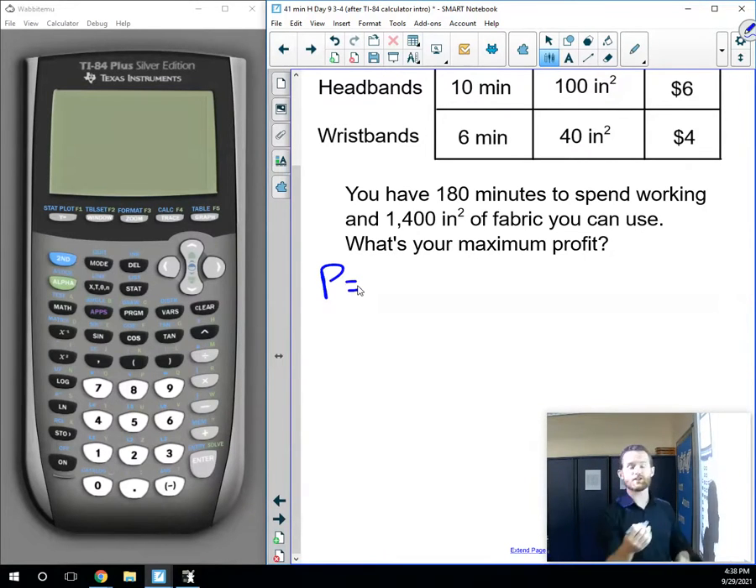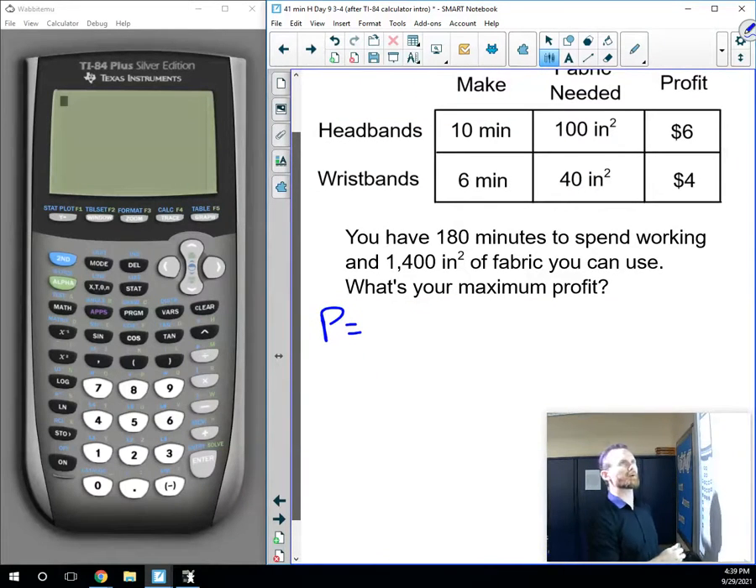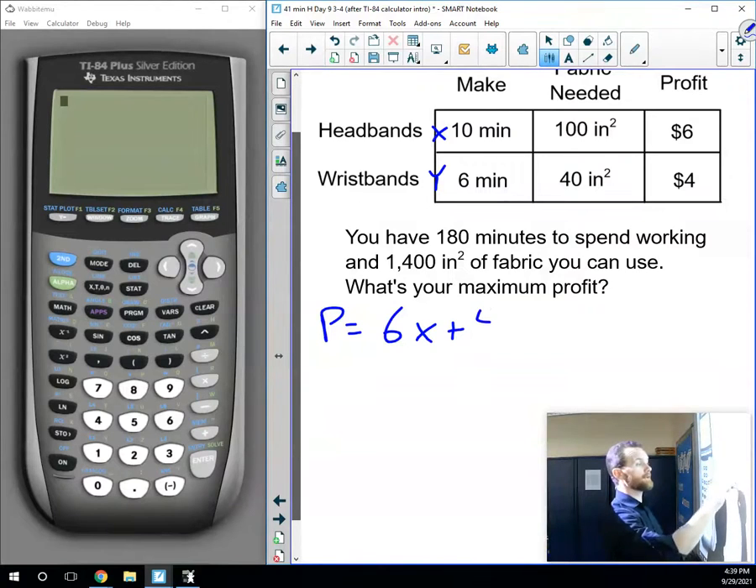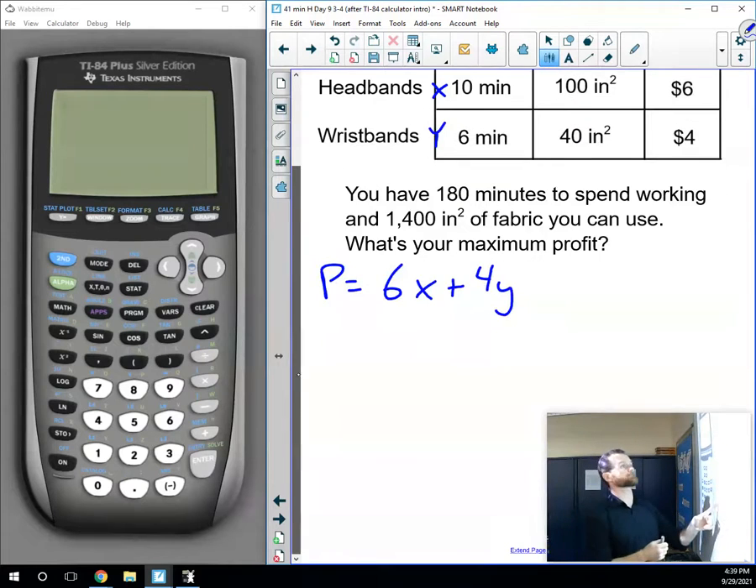Let's start with an equation for profit, our objective function. There we go. Let's make headbands x and wristbands y. So then our profit would be 6 per headband, that'd be 6x, plus 4 per wristband, that's 4y. So there's our objective function. That's what we're going to use at the very end to figure out which combination of the headband and wristband gives us the biggest profit.